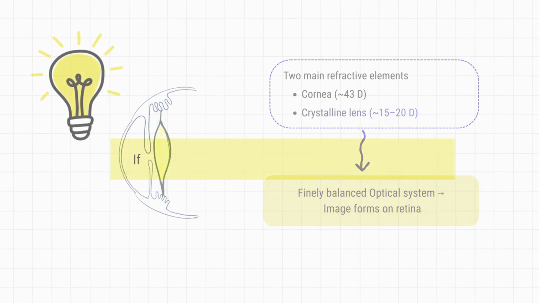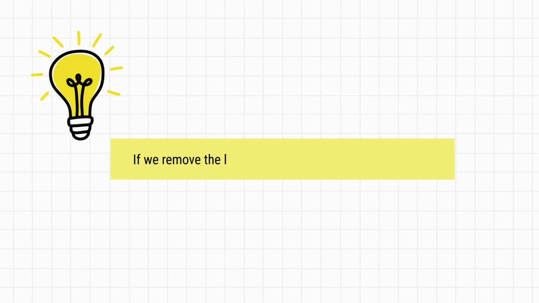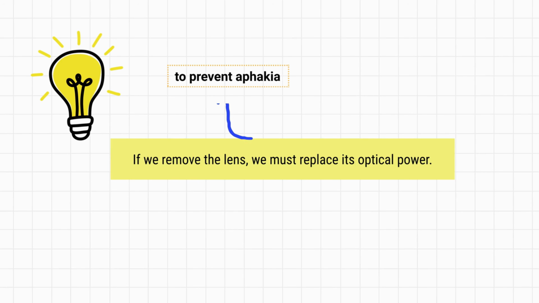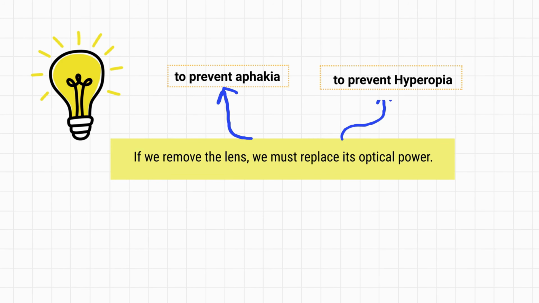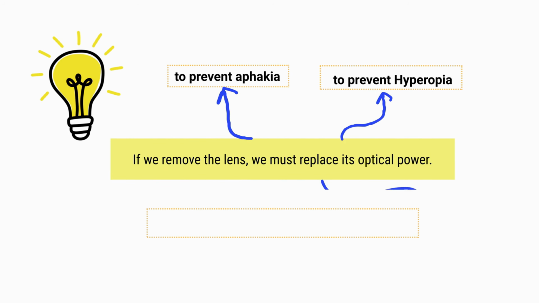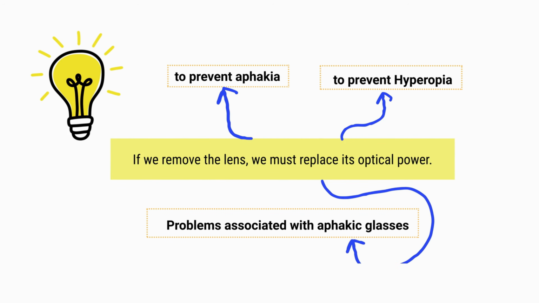When we remove the crystalline lens during cataract surgery, we are removing a significant portion of the eye's refractive power. If we do not replace it, the patient is left aphakic, severely hyperopic, functionally disabled, and dependent on thick spectacles. That is why an IOL is not optional, it is optically mandatory.